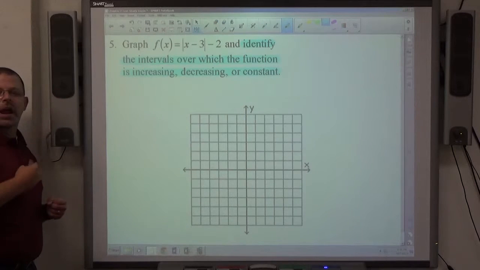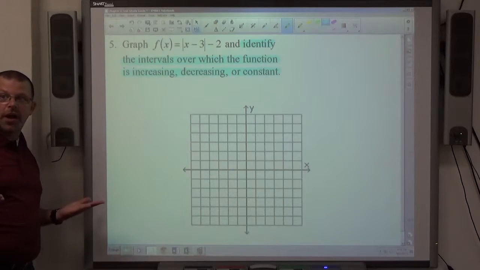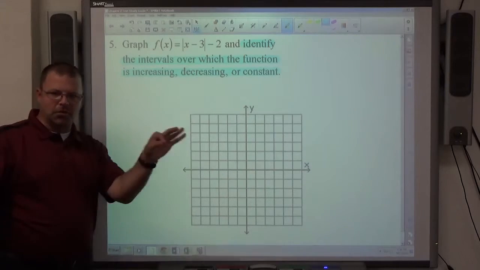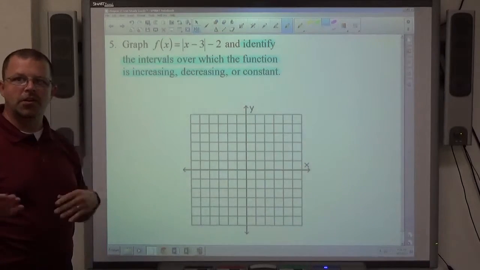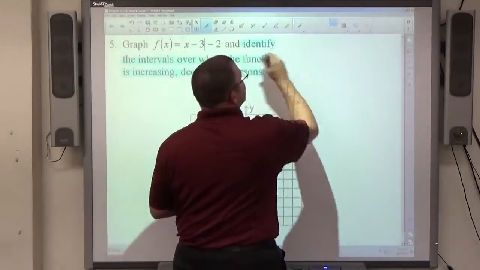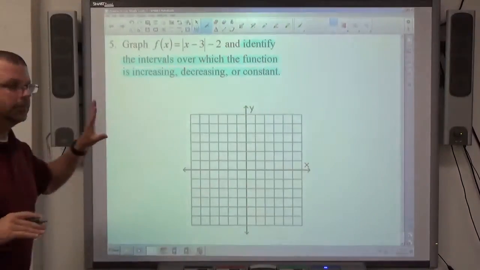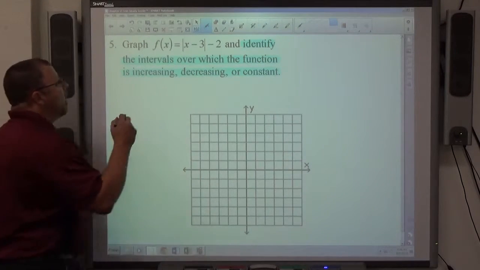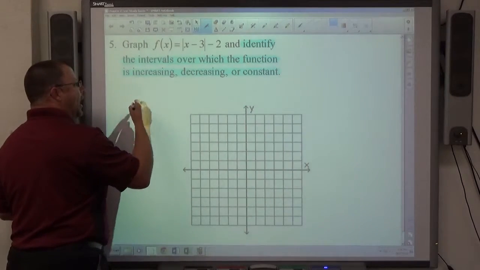So it might be an absolute value function, it might be a quadratic, in which case use the vertex formula negative b over 2a to find the x, and pick numbers near it. It might be a linear function, use the slope-intercept method of graphing. Everything you've learned is fair game as far as I'm concerned. So it's not necessarily going to be an absolute value function. If it is, fine.